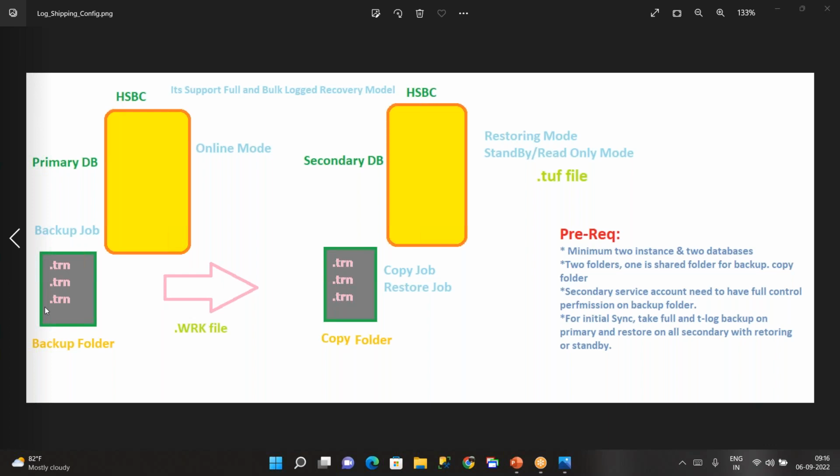Okay, Subbu. Sir, whenever you configure log shipping, what is happening? It will create 4 jobs. What are the 4 jobs? Backup job, copy job, restore job, alert job. That's it, sir. What is the purpose of the backup job? The backup job is responsible for taking the transaction log backups and placing them in the shared folder, whatever it may be. Very good. That's it, sir.